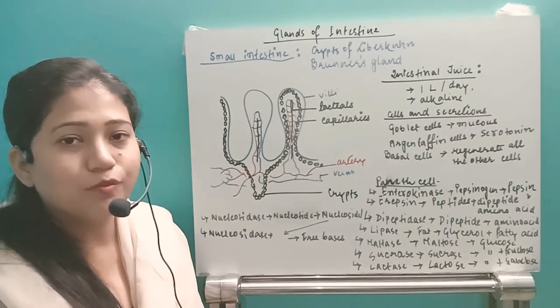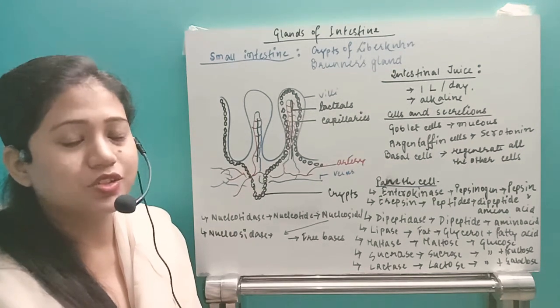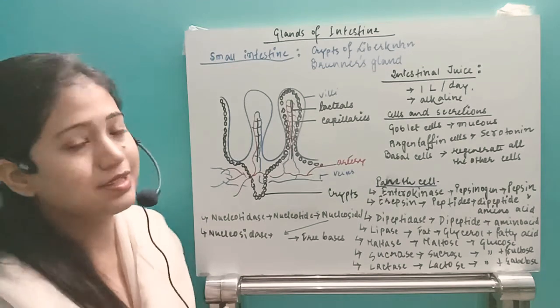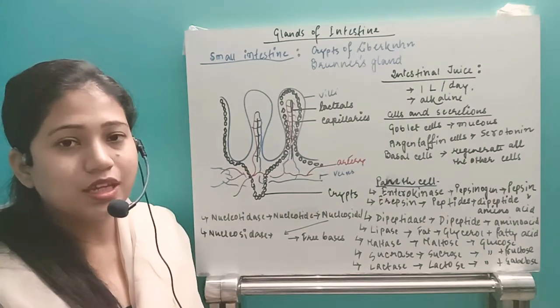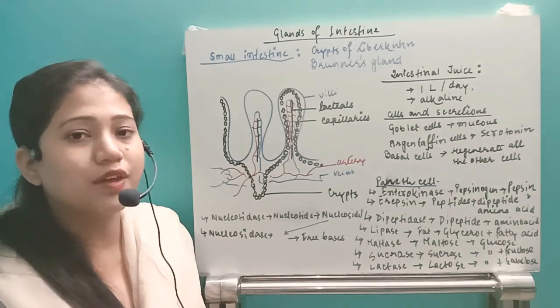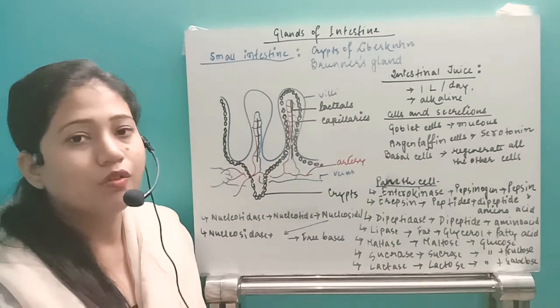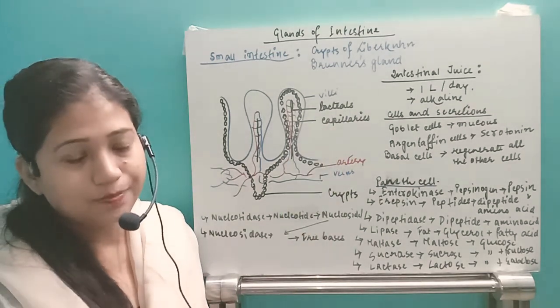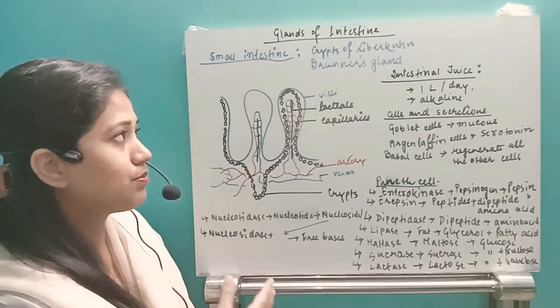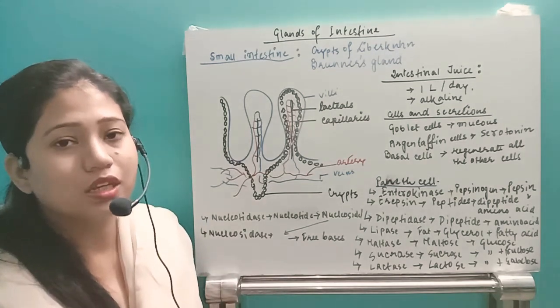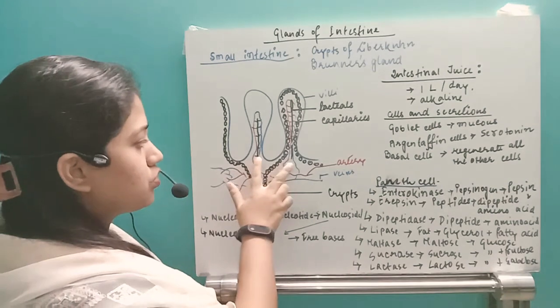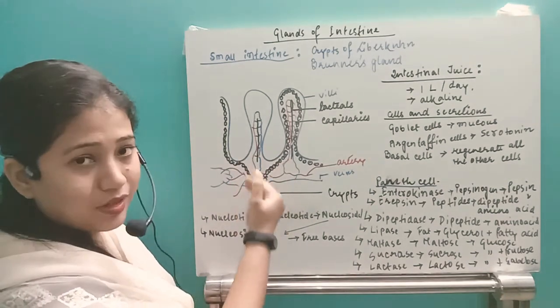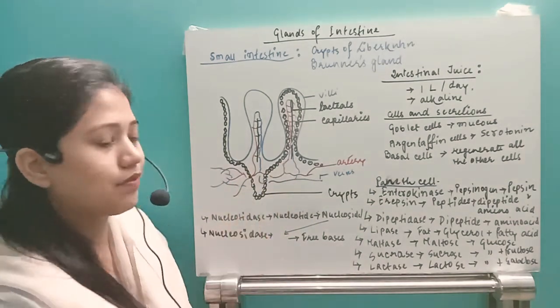Students, today we are moving to the last part of the digestive gland, that is the intestinal gland. So you can see in the intestine region we are going to have two different types of glands. One is the crypts of Lieberkühn and another is the Brunner's gland. The first one, the crypts of Lieberkühn, is present in between the two villi. We are going to have a depression, and in the depression we have the crypts.